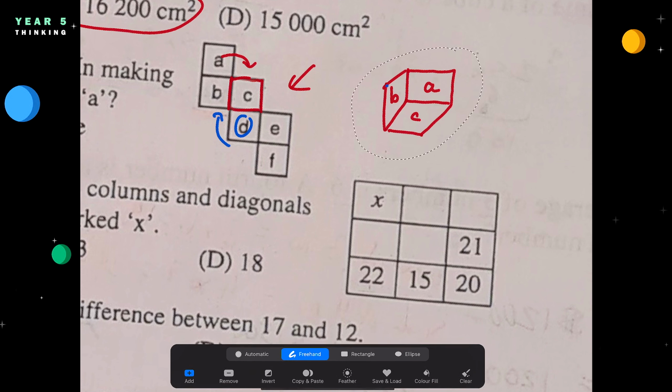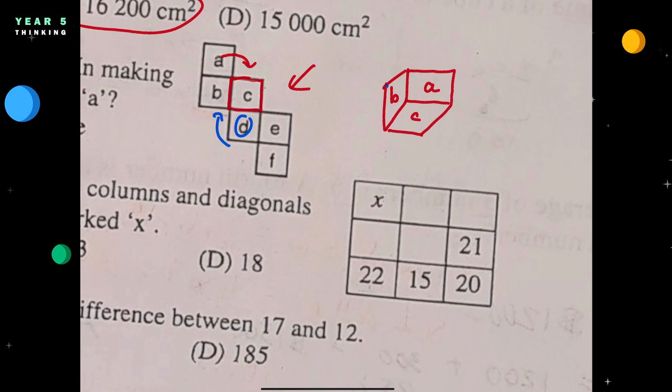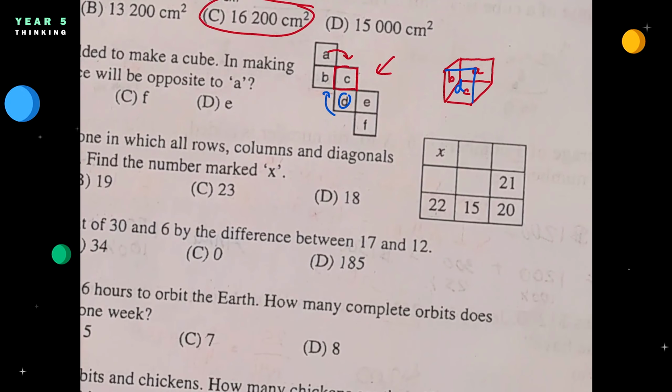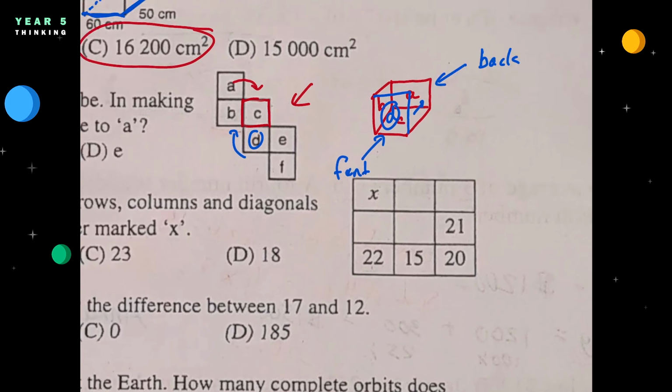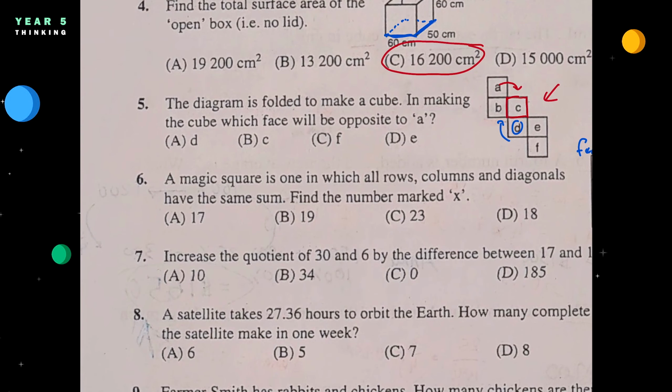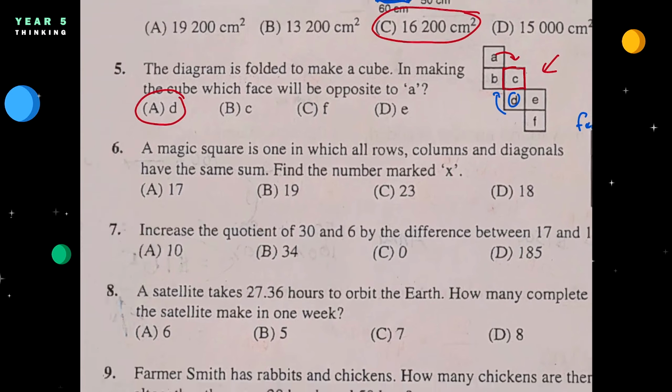Actually, no, forget it. Okay, so D would be in the front, and then it says which one is the opposite of A. Well, you can already see that D is opposite of A. This is the back face, and this is the front face. So A is in the back, D is in the front. So therefore, D must be opposite of the A. So therefore, the answer is this one here.